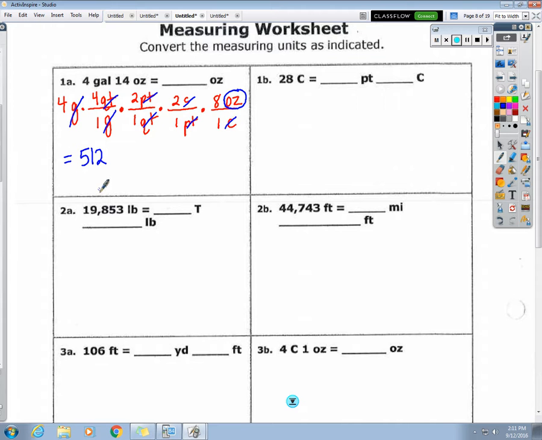Okay, now keep in mind that this 512 is for this 4 gallons, right? So if you have 512 ounces right there and then 14 more, how many total ounces do you have? 526 ounces, correct. All right, 2A.